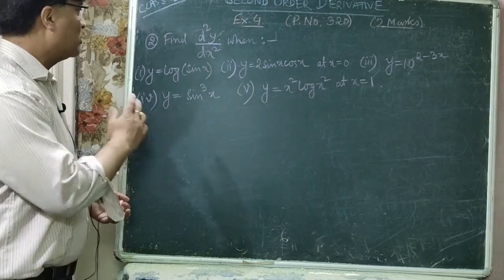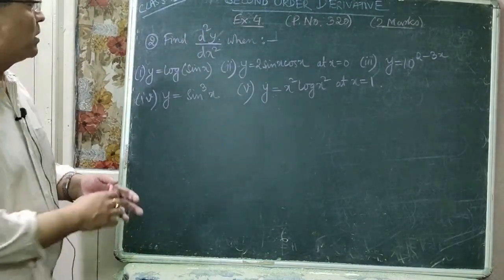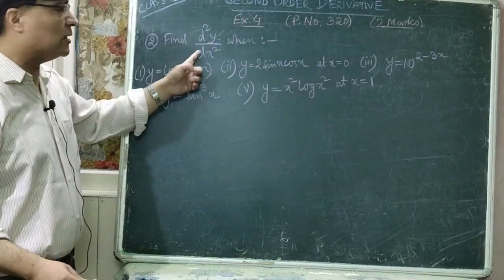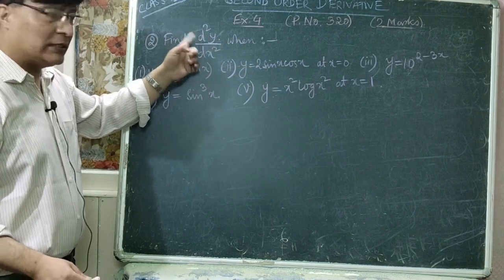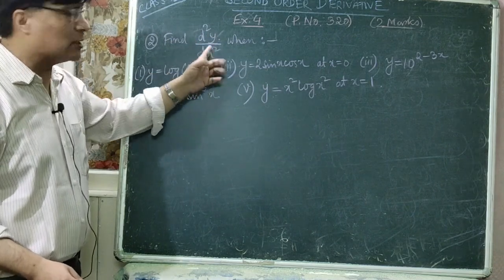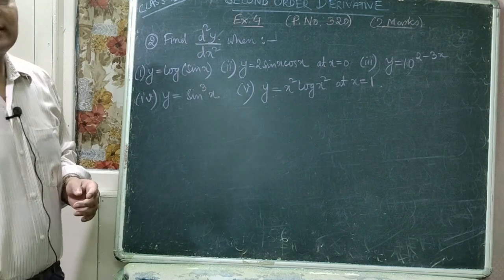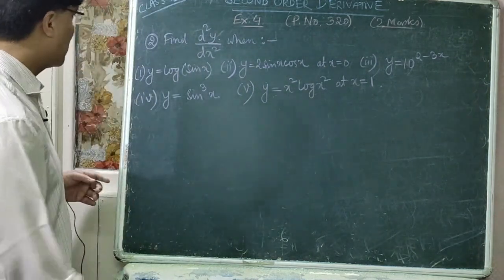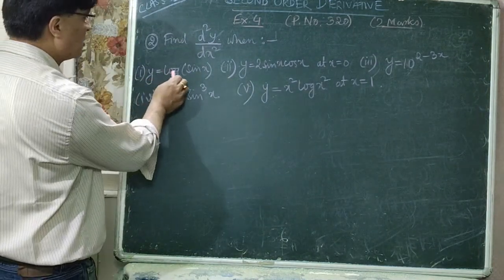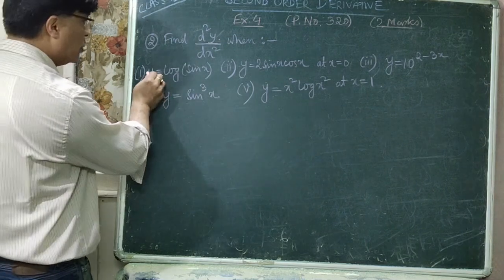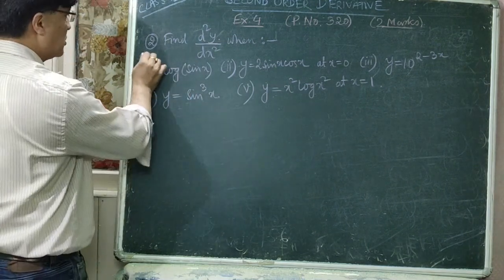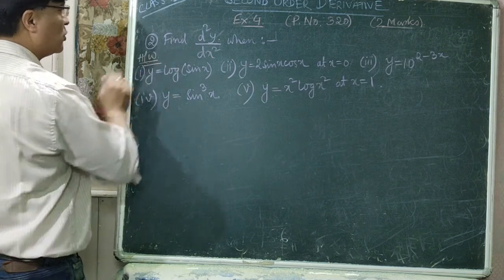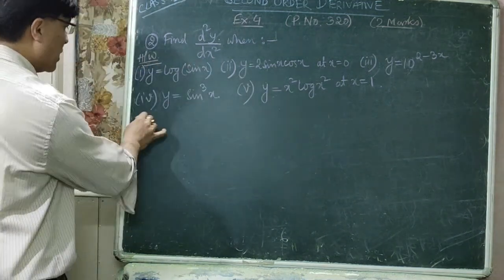So now we'll do the next question, that is question number 2. Find d2y by dx square, or it is read as d square y by dx square. That is, you have to find out the second order derivative when number 1 is y is equal to log sin x. So यो चाहिँ तिमीको homework. So this is your homework. You can do it. Let's do question number 2 now.